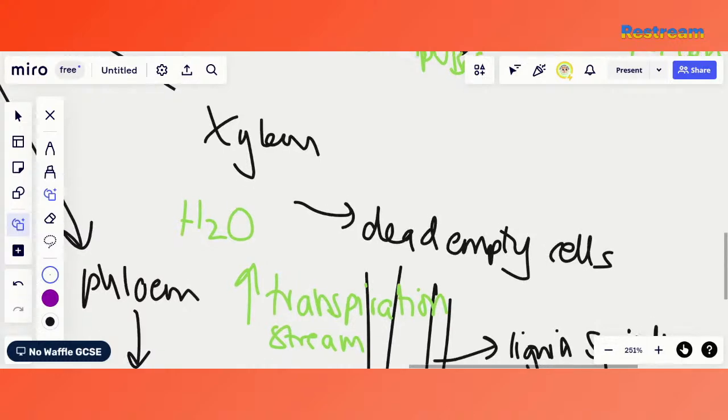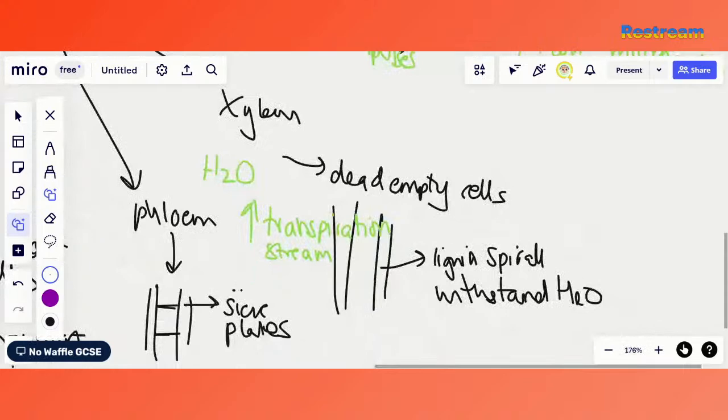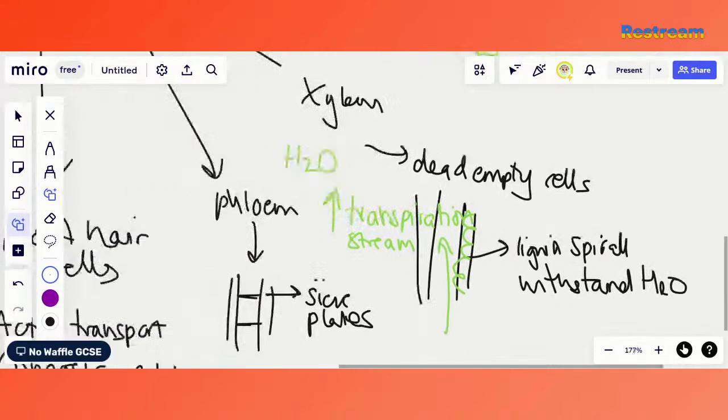Now, upon formation, there's a chemical called lignin, which eventually leads to the cell's death. And because they're spiraled up in the cell walls, it means that they have very strong cell walls, and this can withstand the water pressure that's constantly going up. That's all we need to know about that.